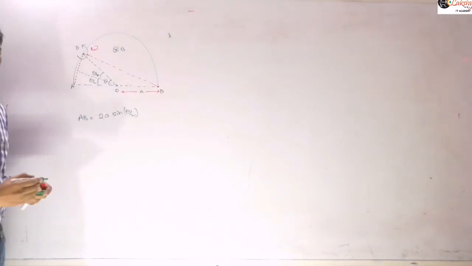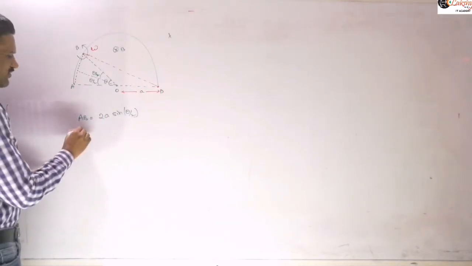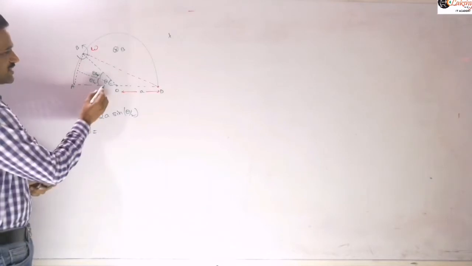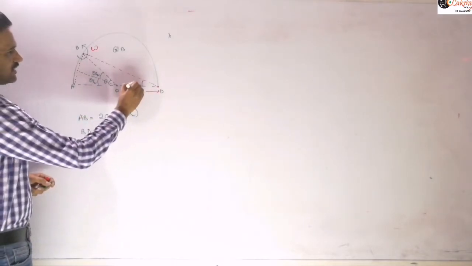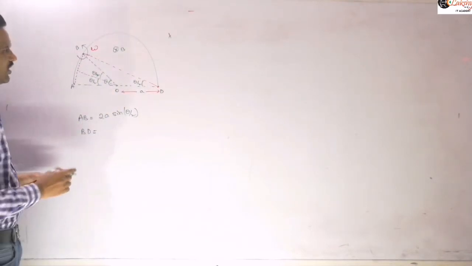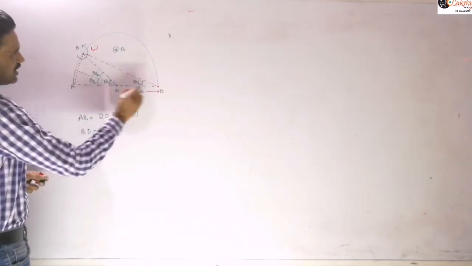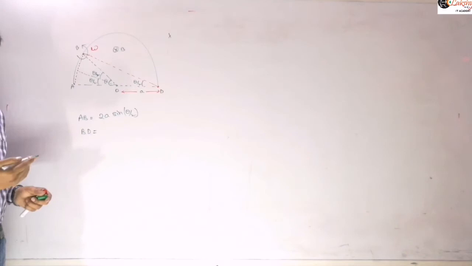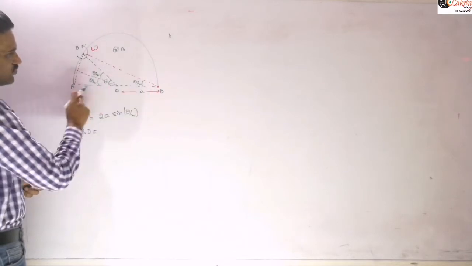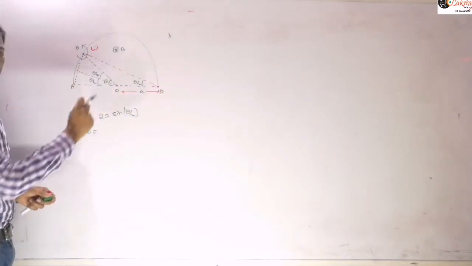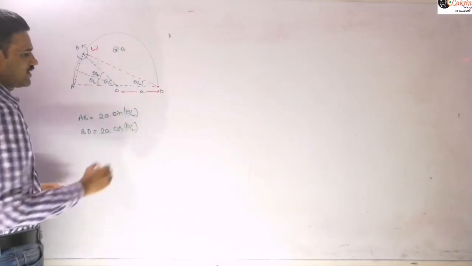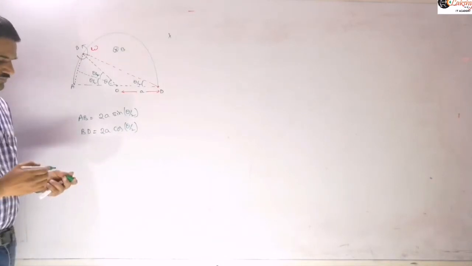And next, similarly, write this BD. If this total angle is theta, then this angle will be theta by 2, right? Now you know it is a right angle triangle here, ABD. In that right angle triangle, the hypotenuse is 2A, so the adjacent side is 2A cos theta by 2. So that will be the BD side.